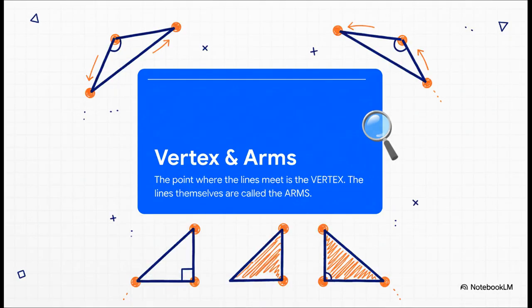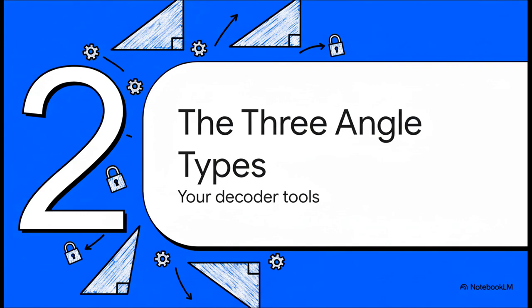Now, to really speak the language of angles, you just need two key words. That point where the lines meet, the corner, that's called the vertex. And the two lines that actually form the angle, we call those the arms. Vertex and arms. Got it? Awesome. Okay, let's get to our next section.